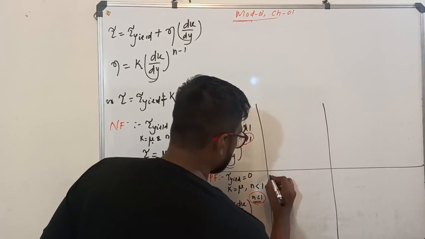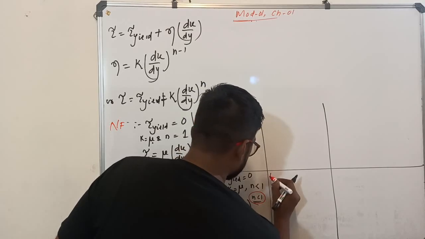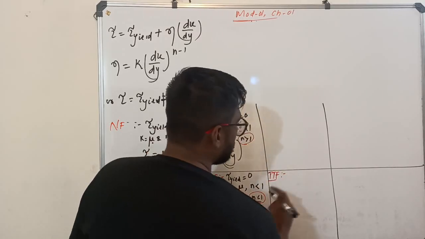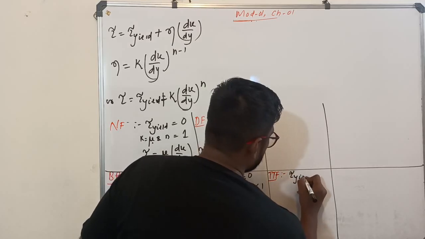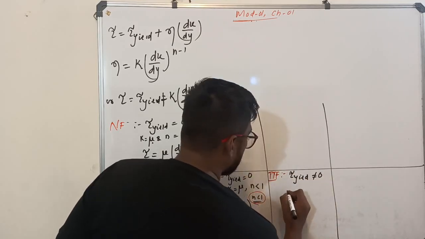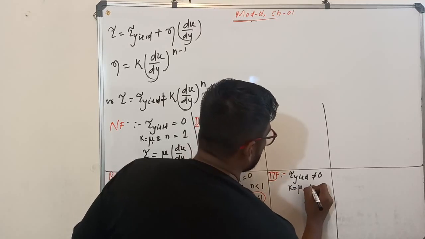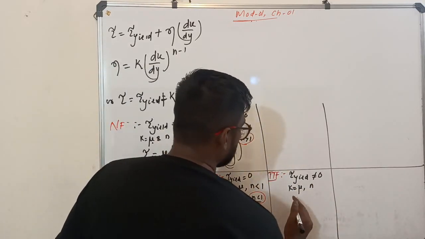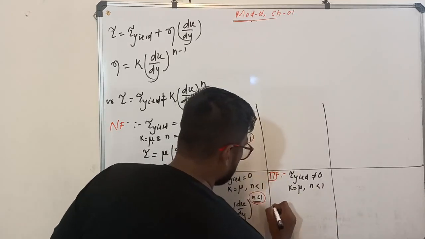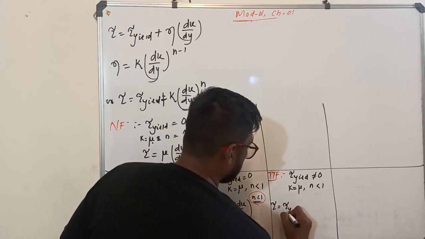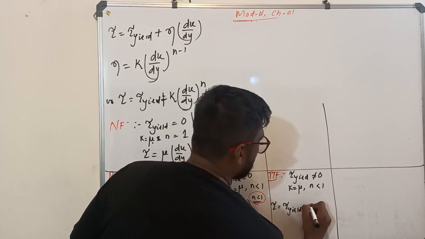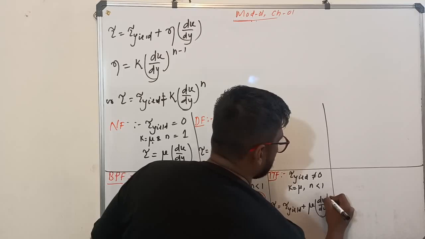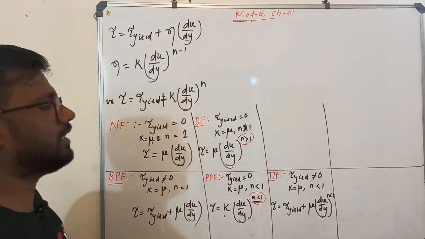Similarly, your thixotropic fluid. See, your tau yield is not zero here. Tau yield is a non-zero value. Okay, and your K is equal to mu. Your K is equal to mu and n is less than 1. So the equation: tau is equal to tau yield plus mu (du by dy), where n is less than 1.